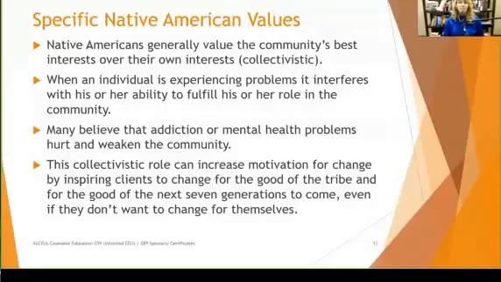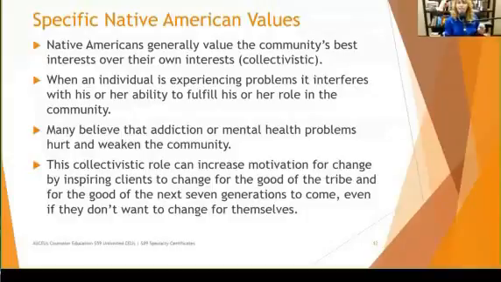Many believe that addiction or mental health problems hurt and weaken the entire community. So it's important that the community ensures that every other person is doing well. This collectivistic role can increase motivation for change by inspiring clients to change for the good of the tribe and for the good of the next 7 generations to come, even if they don't want to change for themselves.